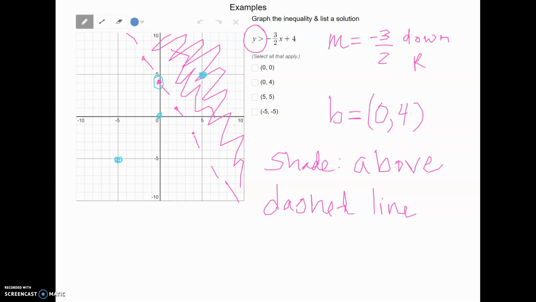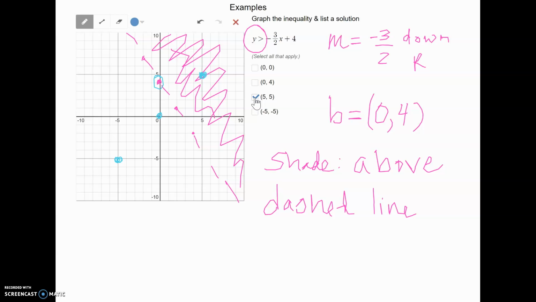The origin, (0, 0), is clearly not in the shaded region, so it's not a solution, right? You guys can agree with that? (0, 4) is on the dotted line. Is a point on the dotted line a solution or not a solution? Not a solution. (5, 5) is in the shaded region. Is it a solution or not a solution? That's a solution. So I collect that one.